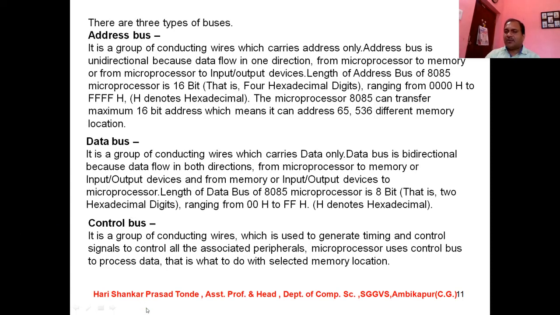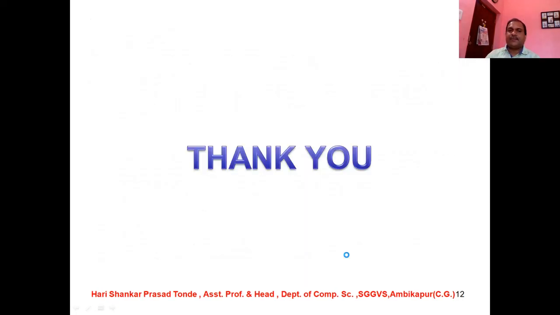Next one is the control bus. Students, it is a group of conducting wires which is used to generate timing and control signals to control all the associated peripherals. The microprocessor uses control buses to process data, that is, what to do with selected memory locations. So students, this is all about microprocessors, the architecture of microprocessors, and system buses.